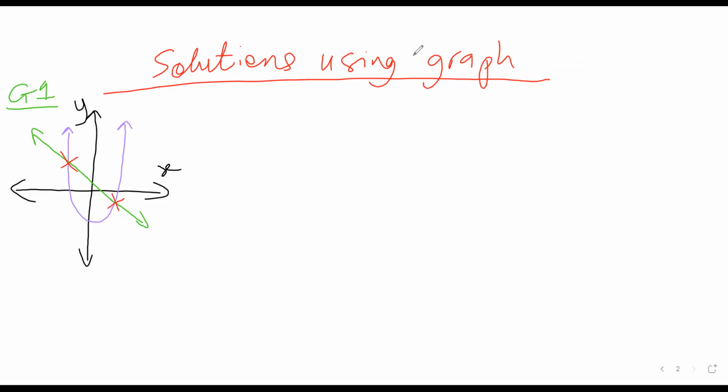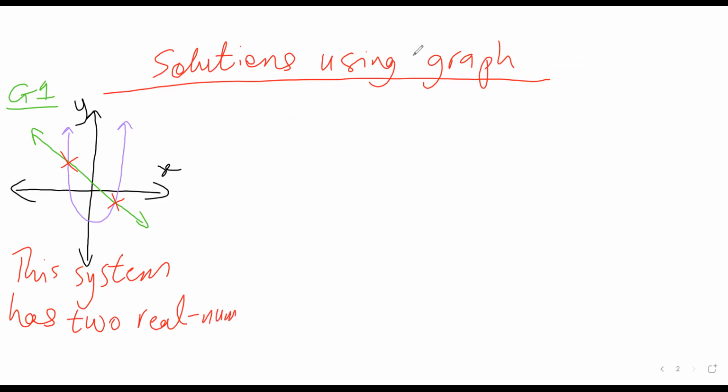So this system has two solutions, two real number solutions. We can say that this system has two real number solutions.